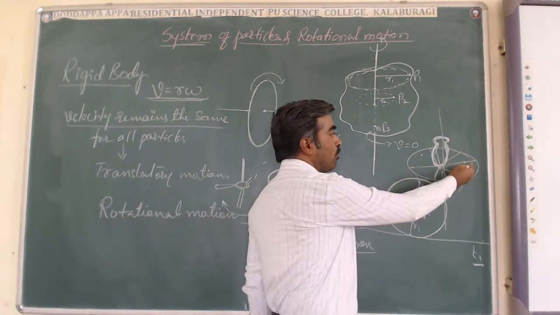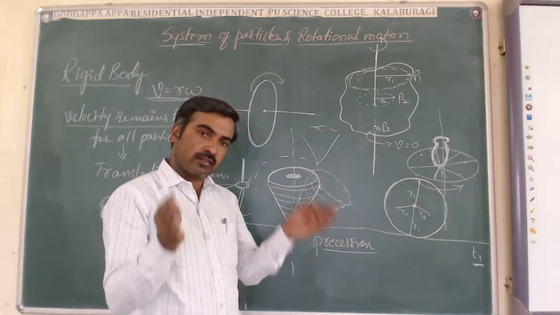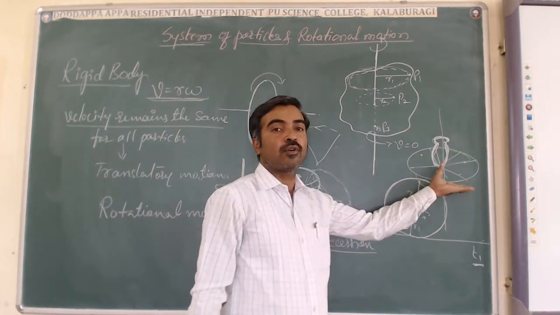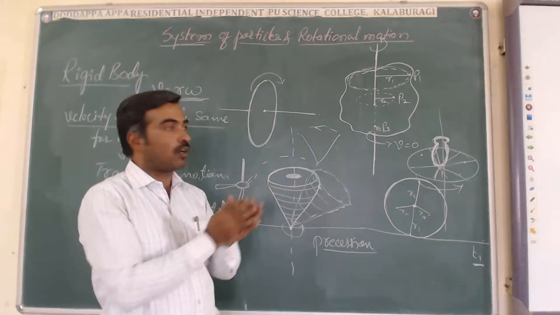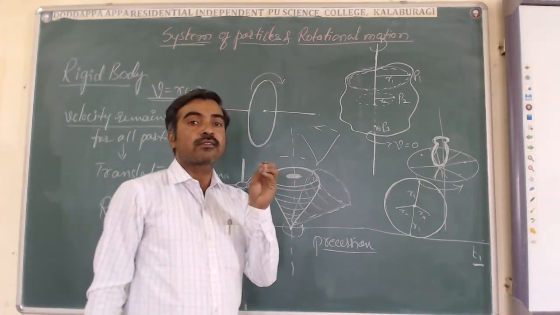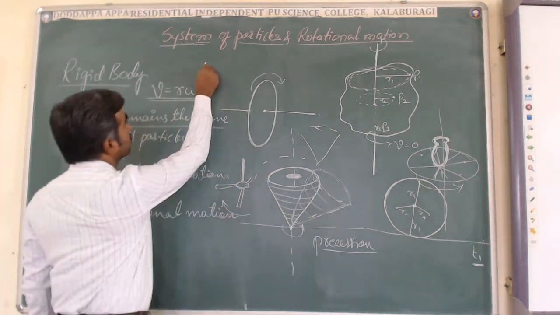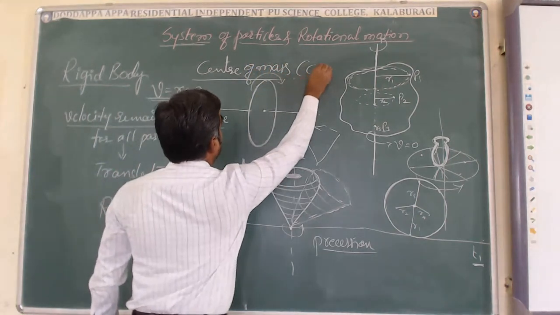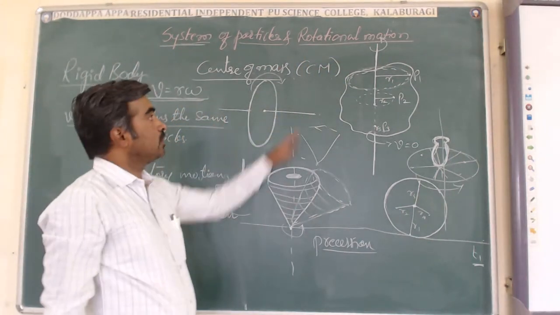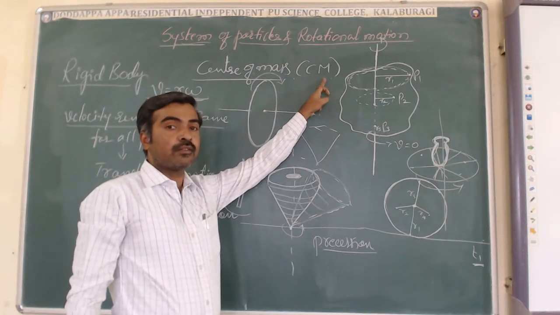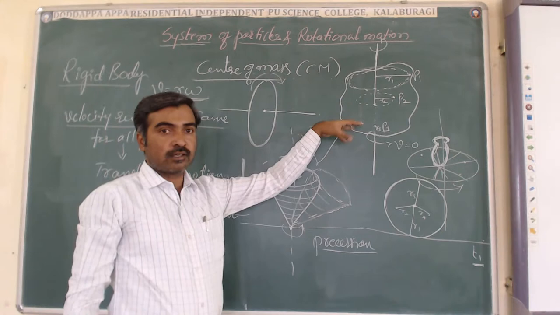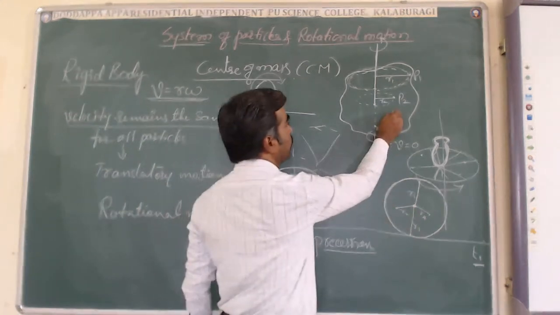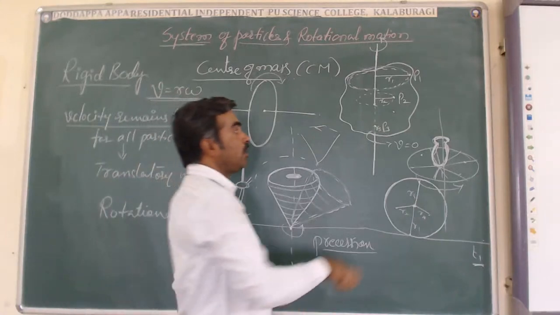Hence, whether it is a rigid body or a system of so many particles, which one should we consider, the individual particles or the rigid body? Instead of that, now we have a new concept for that rigid body, which we call the center of mass of the body. In short, we write CM, center of mass of the body, which means the entire mass of the body is considered to be concentrated at a certain point.